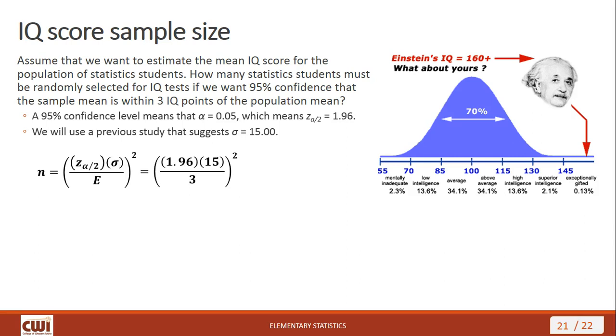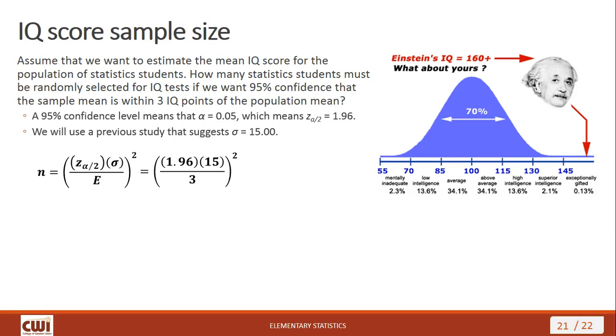Here in this example, let's put the values that we have. 1.96 for our critical value z-score. 15 is what we're taking from the previous study for a population standard deviation. And we want to get within 3 IQ points of the population mean. So 3 becomes the value for E. Notice this is not 0.03. These are not percentage points. These are IQ points. So because these are not percentage points, you're going to put the actual number that they specify in the problem statement in for your margin of error.